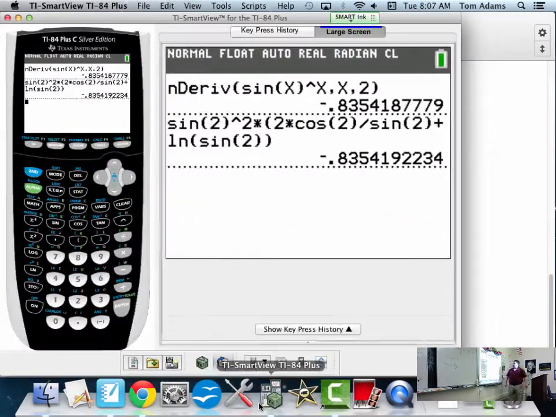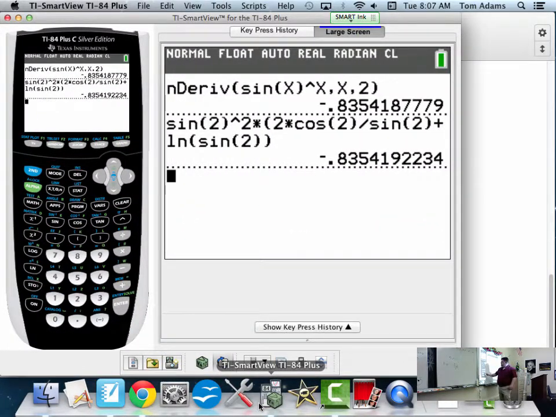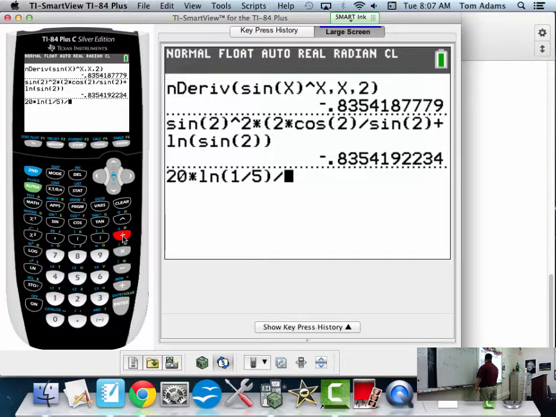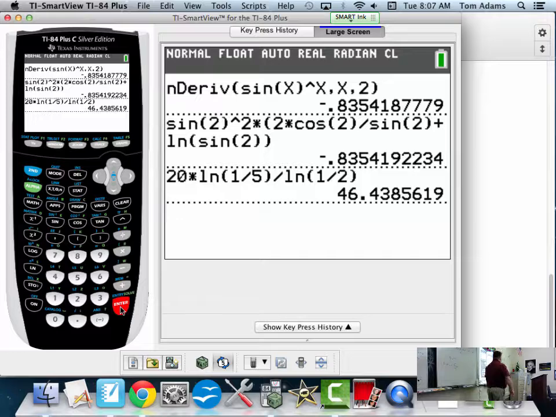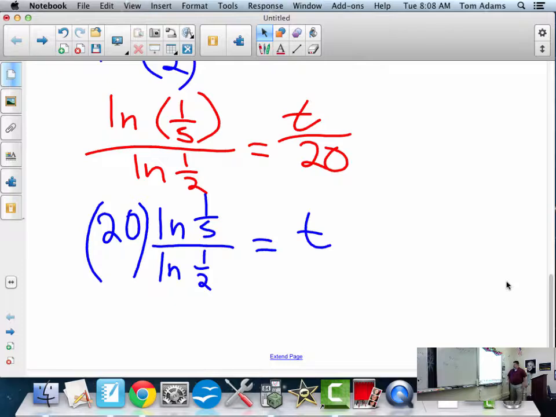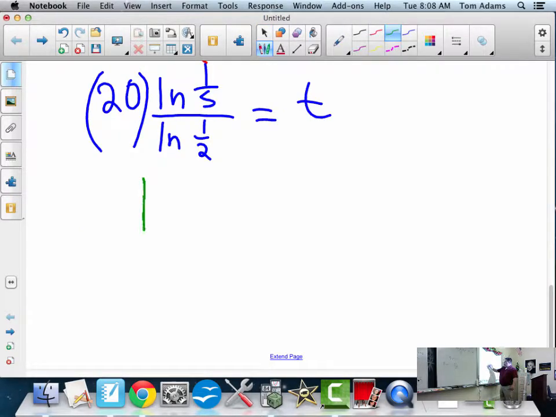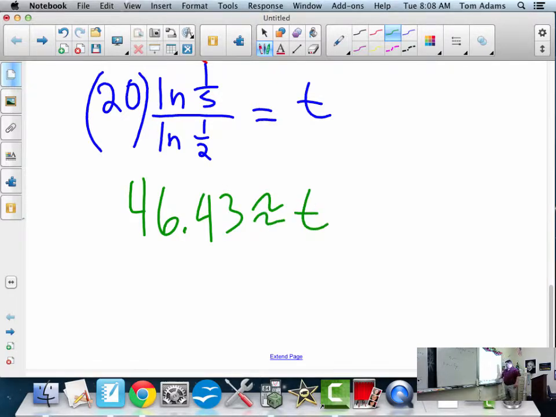Let's plug it in the calculator and see what that is. So I'm going to say 20 times the natural log of 1 divided by 5 divided by the natural log of 1 divided by 2, right? Is that what it was? And hit enter. And we get 46.43. So 46.43 is approximately what t is.